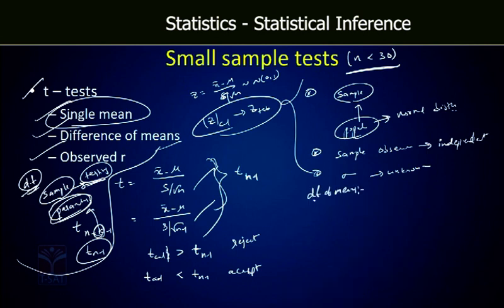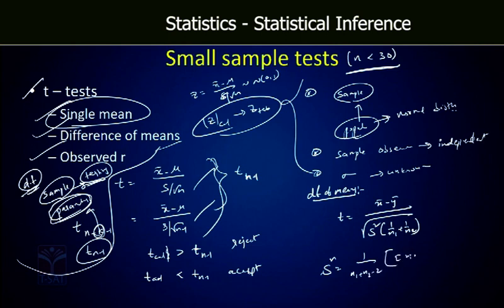For the difference of means, the test statistic t is given by x bar minus y bar, the two means, divided by under root of capital S square into 1 by n1 plus 1 by n2, where this capital S square we can calculate using 1 by n1 plus n2 minus 2 into the summation of xi minus x bar whole square plus summation of yi minus y bar whole square, and it follows the t distribution with n1 plus n2 minus 2 degrees of freedom.